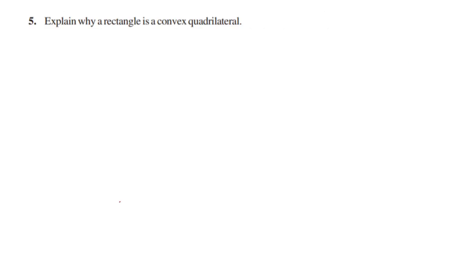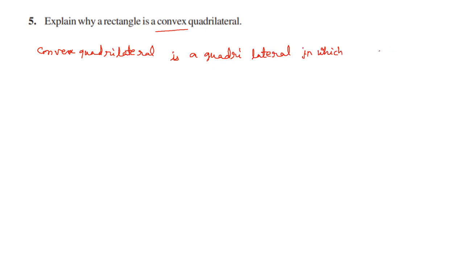Next question. Explain why the rectangle is a convex quadrilateral. First of all we should know what a convex quadrilateral is. A convex quadrilateral is a quadrilateral in which no part of the diagonal is outside the quadrilateral.